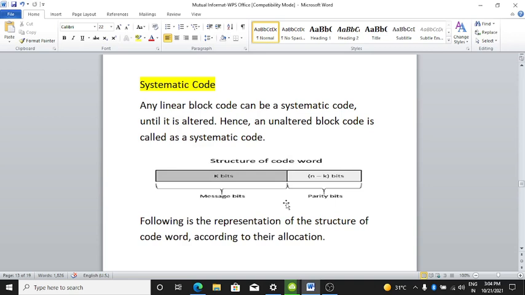Any linear block code can be a systematic code until it is altered. Hence, an unaltered block code is called a systematic code. Following is the representation of the structure of a code word according to their allocation. See here, message bits are denoted by k and the parity bits are denoted by n minus k bits. Okay, it's the structure of a code word.